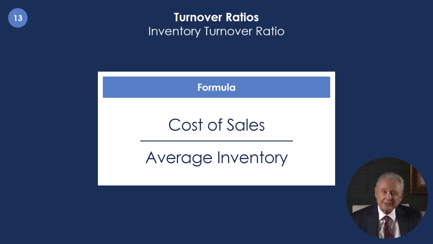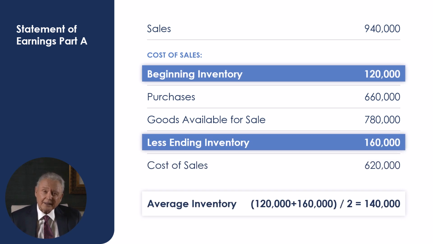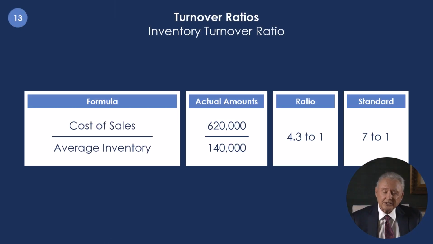The question we ask is, how many times did inventory turn over in a year? Here from the earnings statement, we see cost of sales, $620,000. Here we have the analysis of cost of sales showing beginning inventory of $120,000 and ending inventory of $160,000. $120,000 plus $160,000 equals $280,000. Divide by 2 gives us average inventory of $140,000. Cost of sales, $620,000 divided by average inventory of $140,000 gives us a ratio of 4.3 to 1.